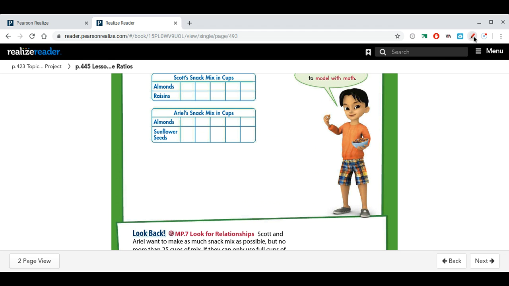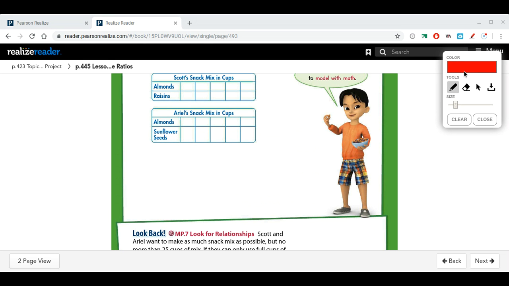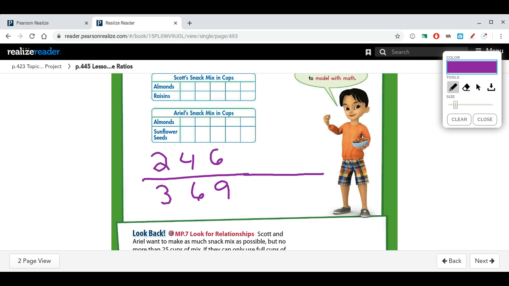So let me just change my color. I'm feeling purple today. And so when I take a look at this, for Scott's, we had a ratio of 2 to 3. So we had 2 to 3, 4 to 6, and then we stopped at 6 to 9. But we want to continue this ratio out because we're looking to see if we can get to 25 cups of snack mix. So right here, we know that we have 15 cups of snack mix. We're trying to get to 25.